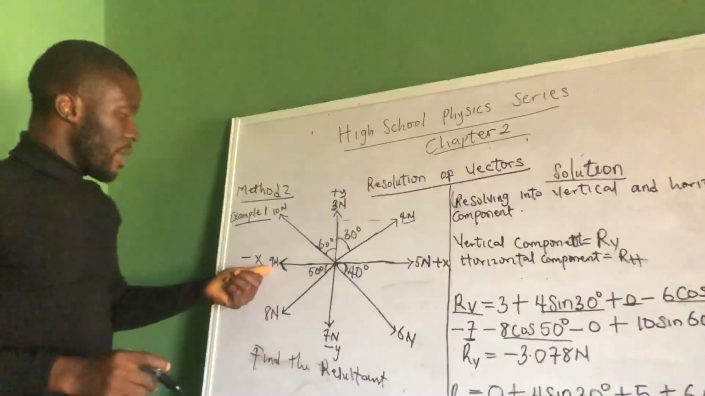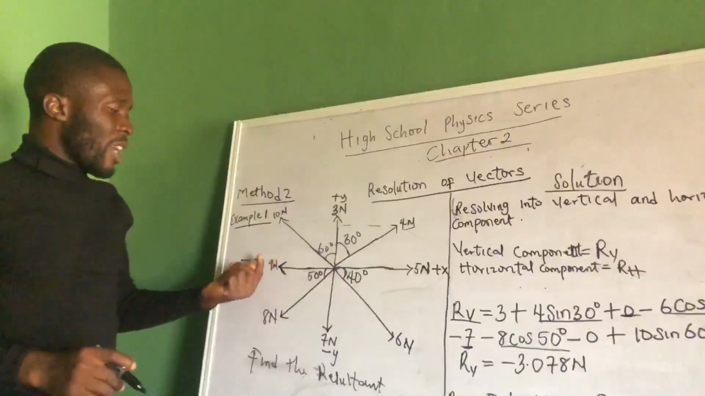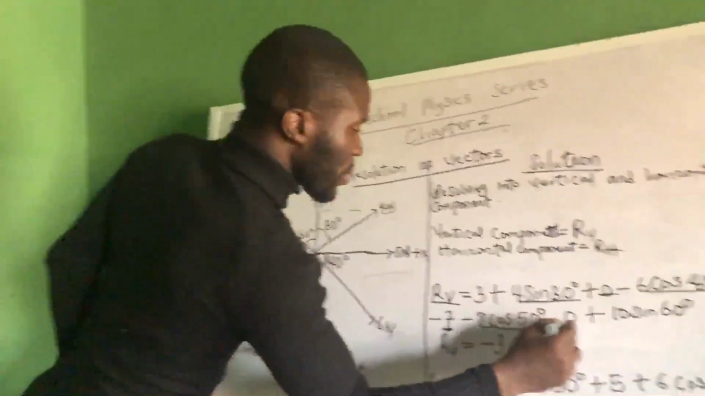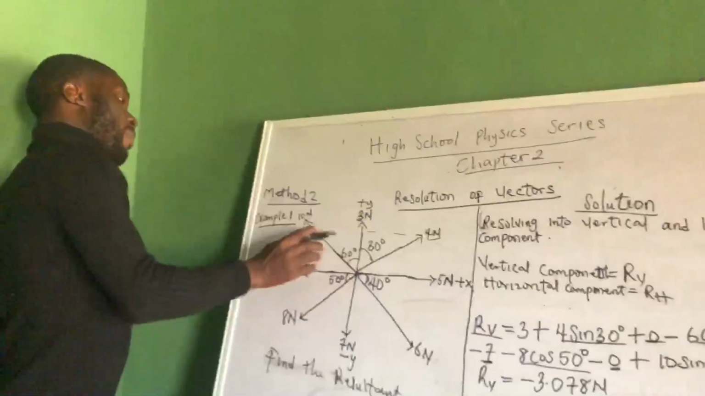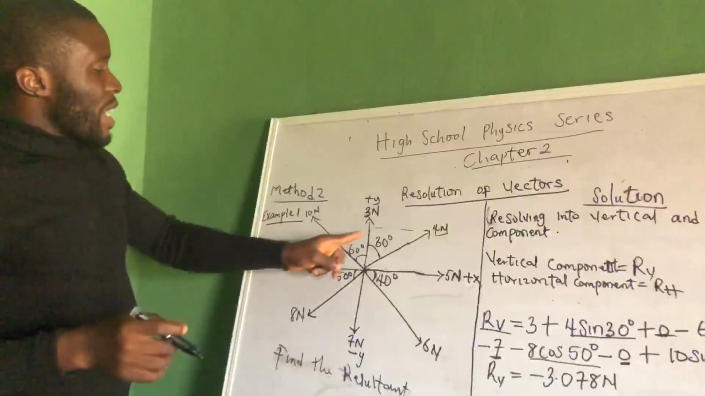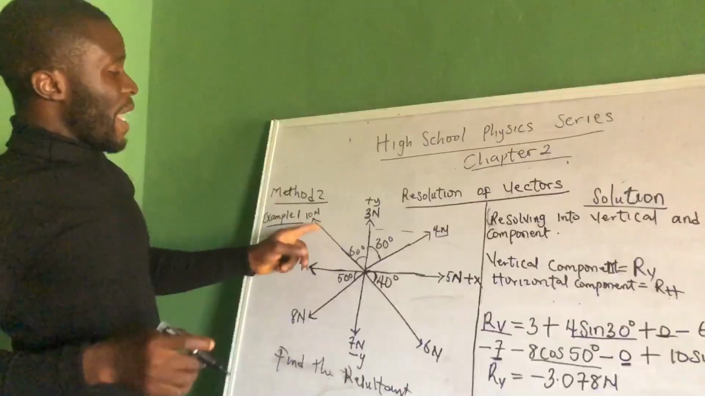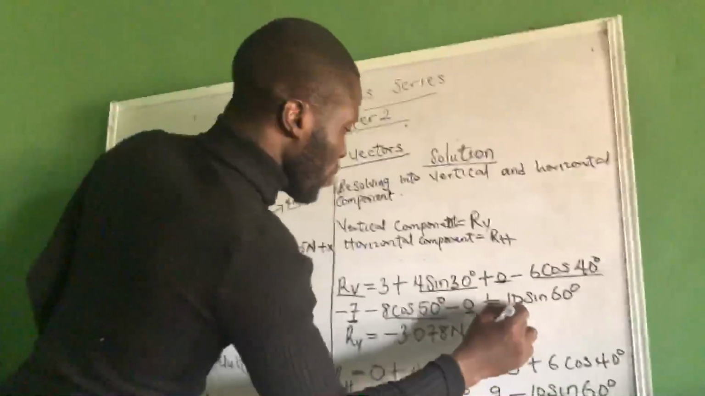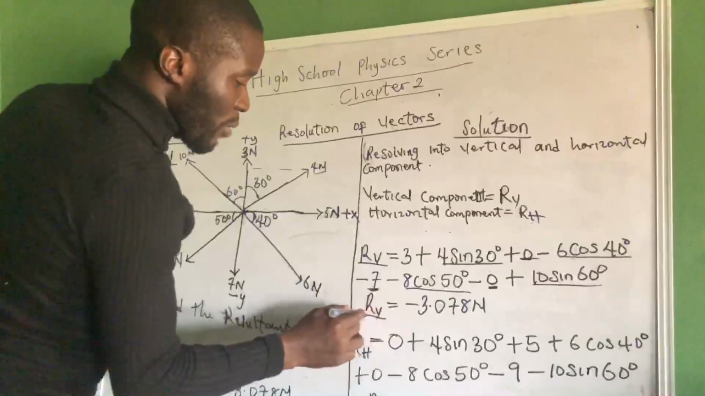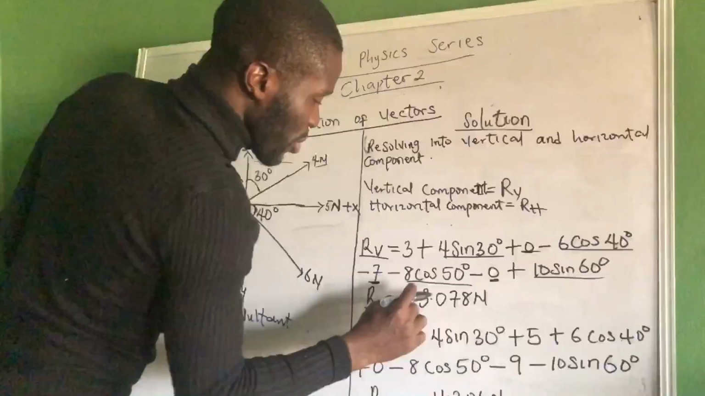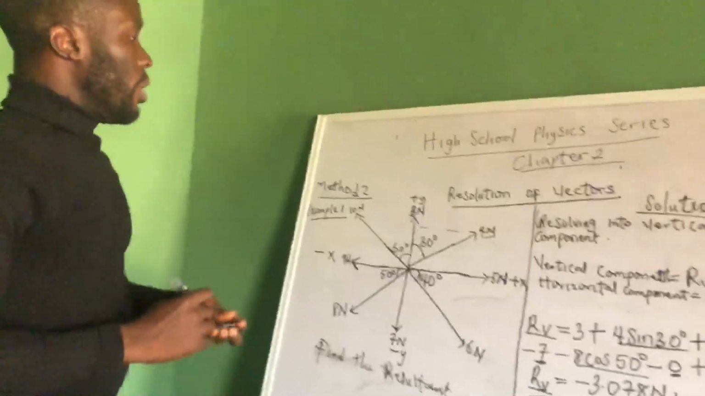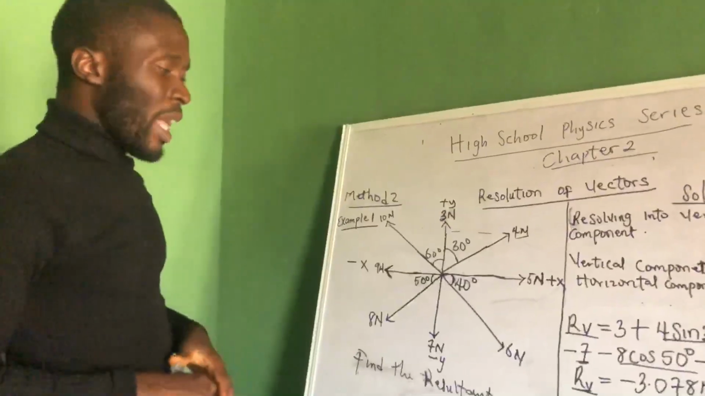The next one is 9. And our 9 is on the horizontal component. So we call it 0. Then plus, now we are back to the positive y direction. And our angle is inclined to the vertical already. So that will be plus 10 sine 60. If we do that well enough, our vertical component of resultant, if we add all these together, will be minus 3.078 Newton.